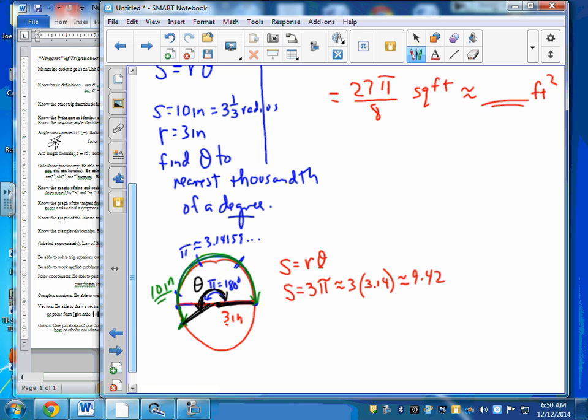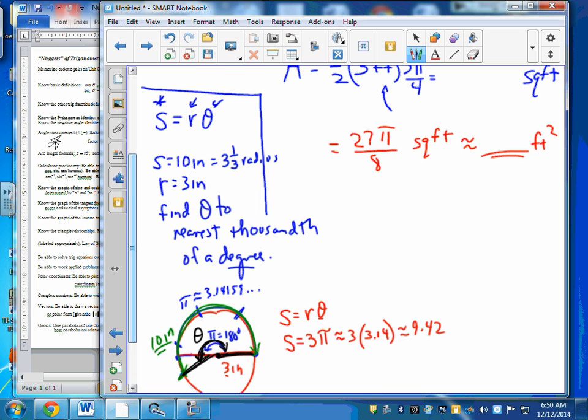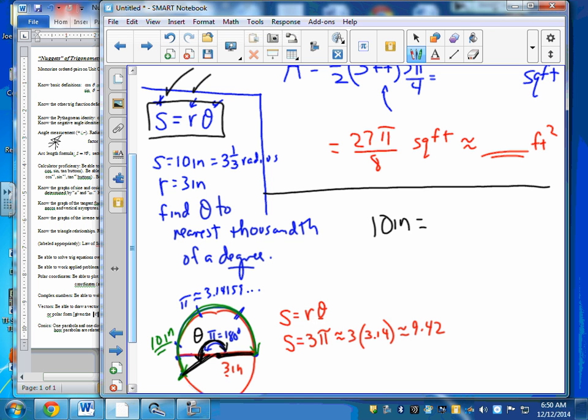Okay, let's go ahead and plug in the stuff and solve for theta. Here's our formula. We were given arc length, we were given radius, we just need theta. So S was 10 inches and radius was 3 inches, and theta we don't know. So theta is going to be 10 inches divided by 3 inches, and the inches cancel. So theta is equal to 10/3.